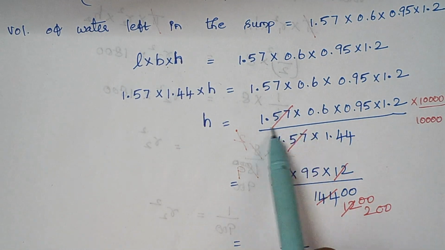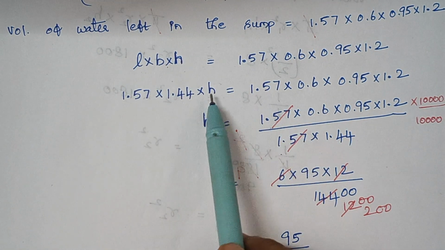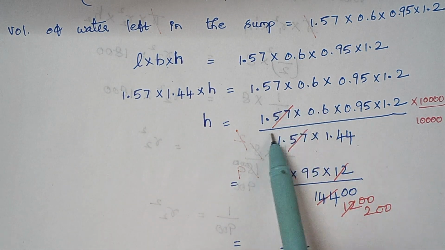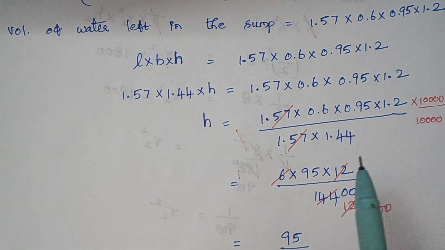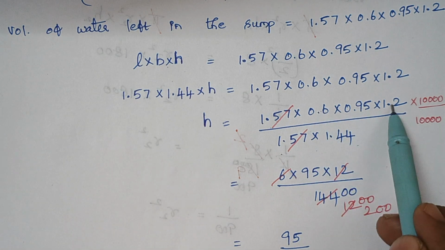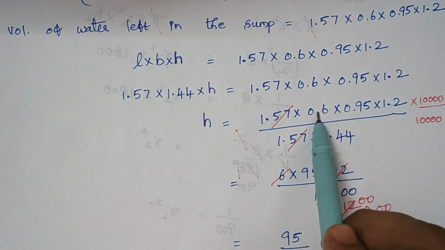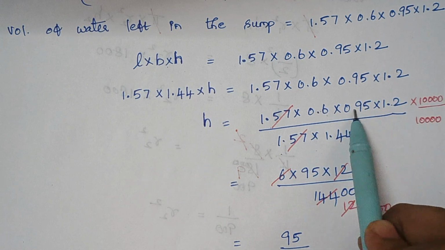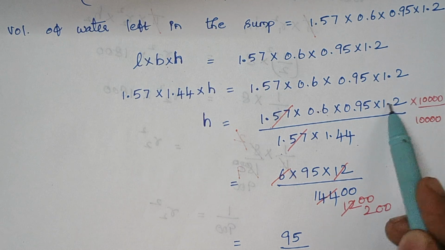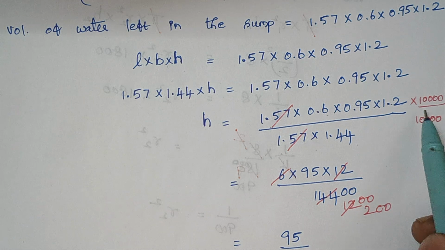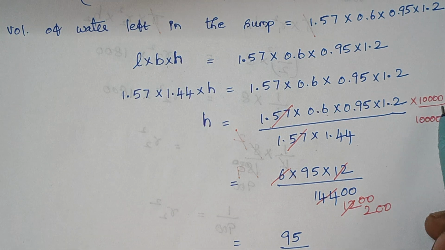Again, you see when you cancel the common terms, in order to find H, I am moving these terms to the denominator part and just cancelling the common terms. Again, you see we have decimal numbers. So in order to remove these decimal points, I have after this point 1 digit, after this point 2 digits, and again after this point 1. So 1, 2, 3, 4. So just multiply and divide by 10,000 in order to remove these decimal points.